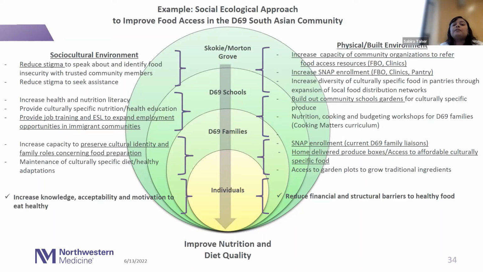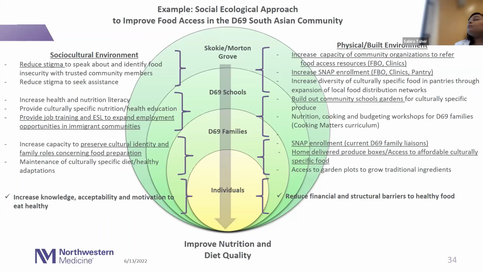We also learned that the D69 school community has these beautiful community gardens that are underused. And so many of the participants in this study really wanted to find a place to grow their own produce and traditional ingredients. Why not utilize those community gardens?